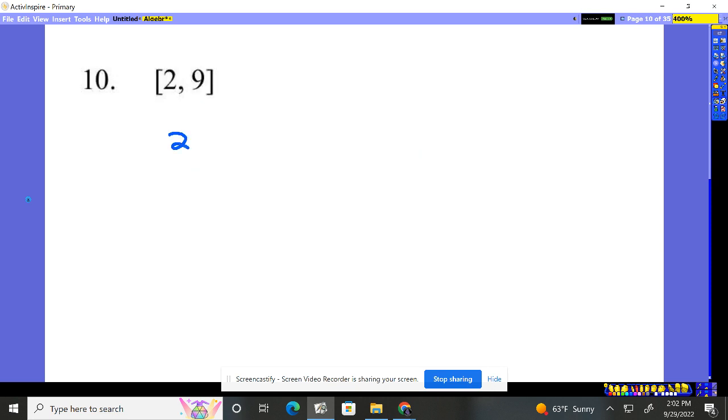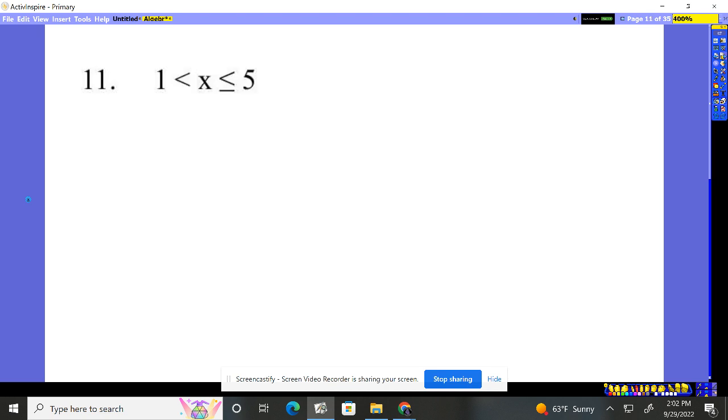Here we are. It goes from 2 to 9. X is between them. Alligators always have to eat to the bigger number. Now at 2, it had a bracket, so it included it. It also has it on the 9, so it included it. There we are with the inequality notation.